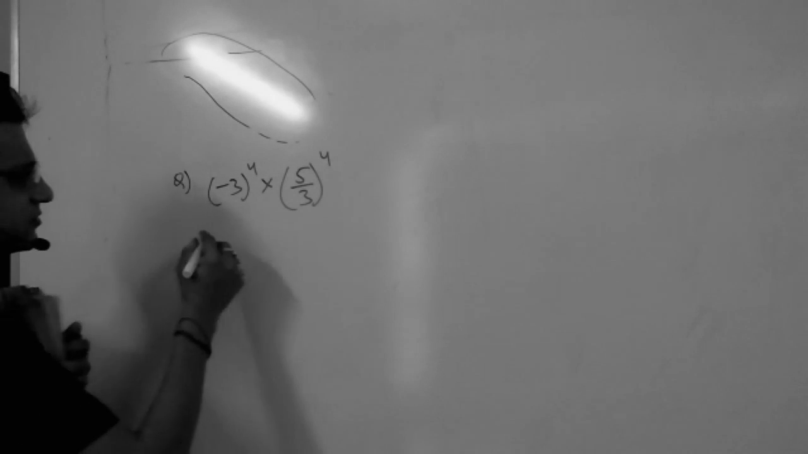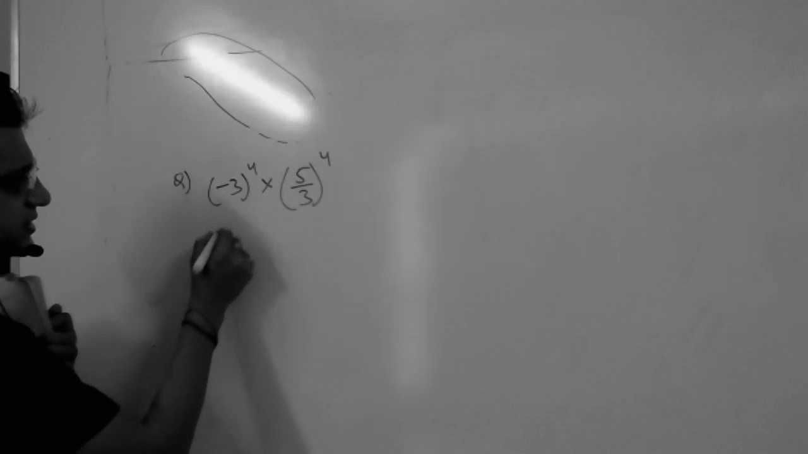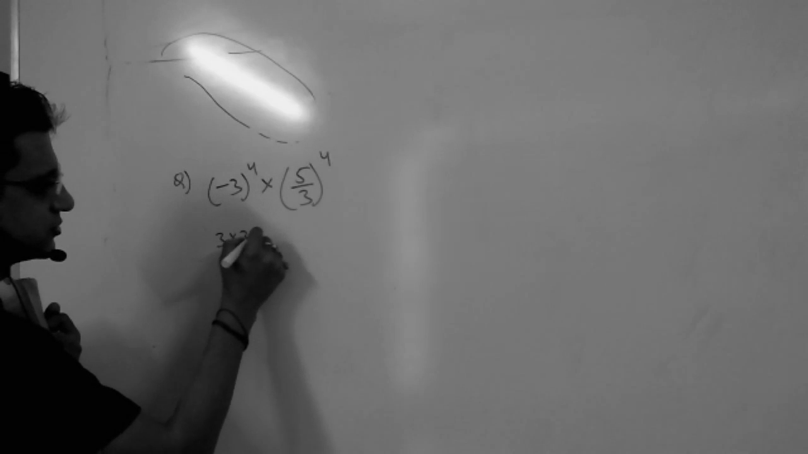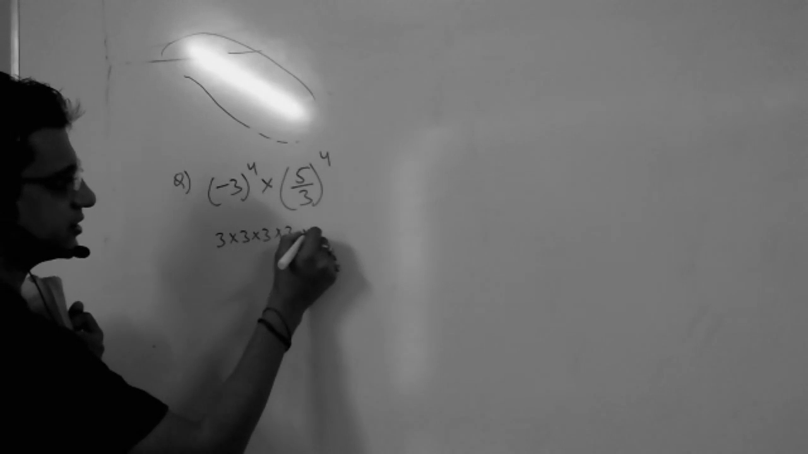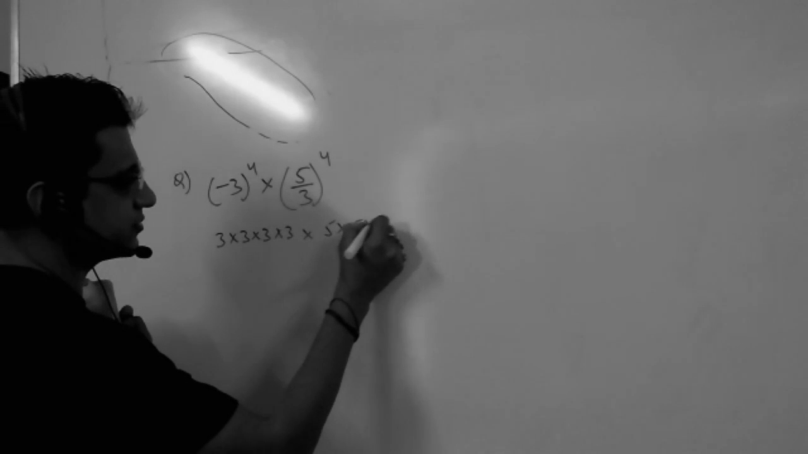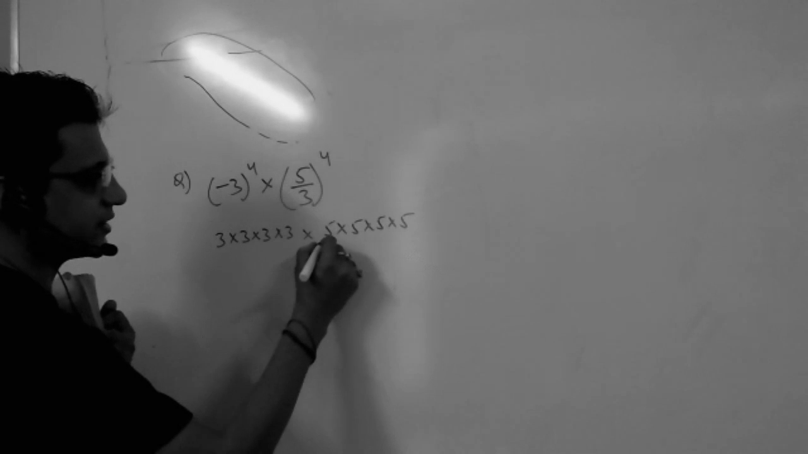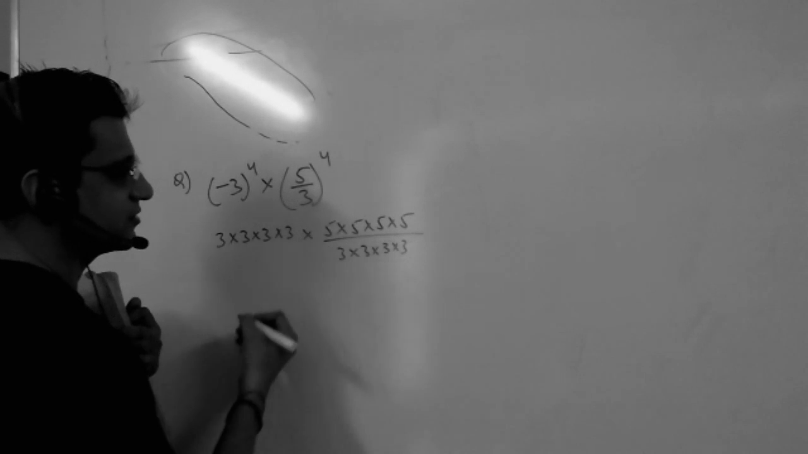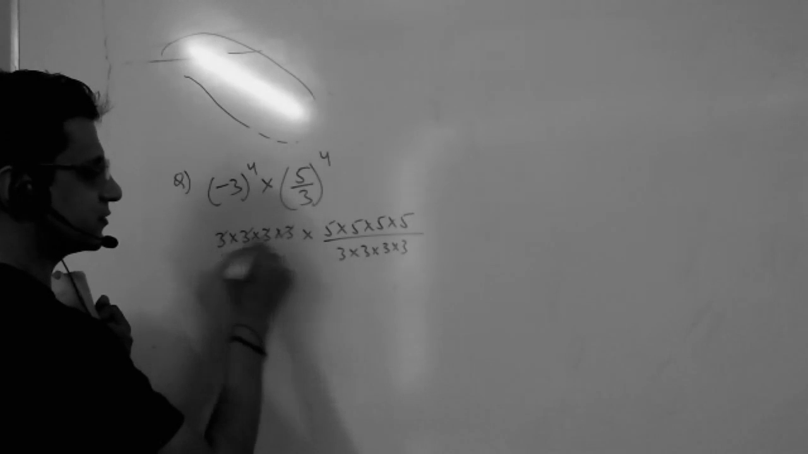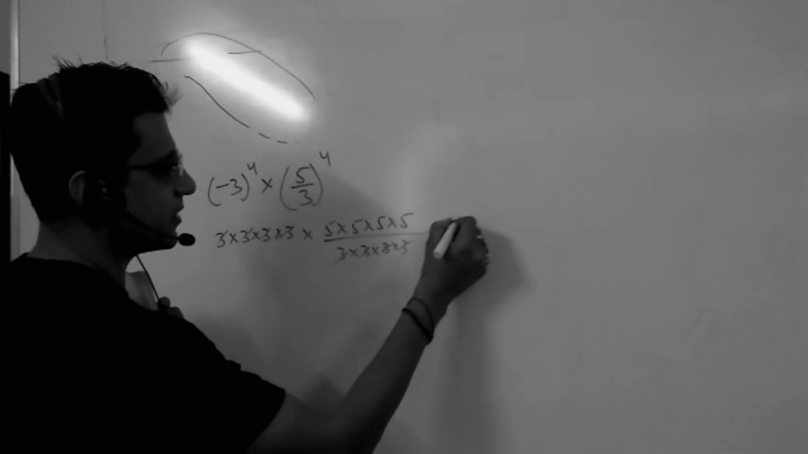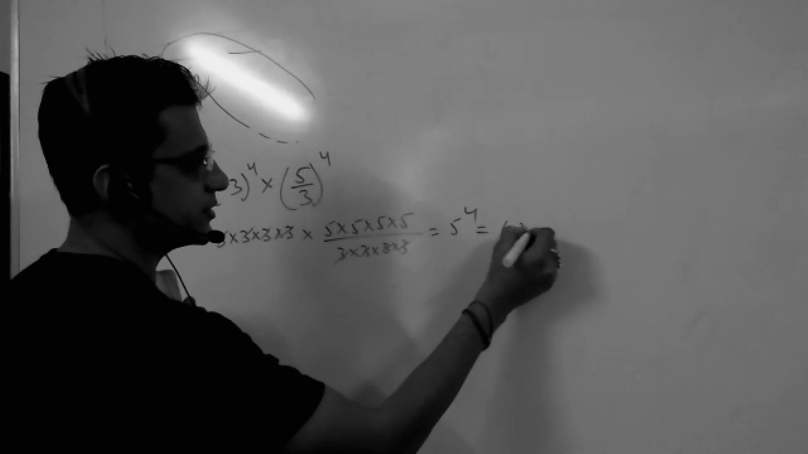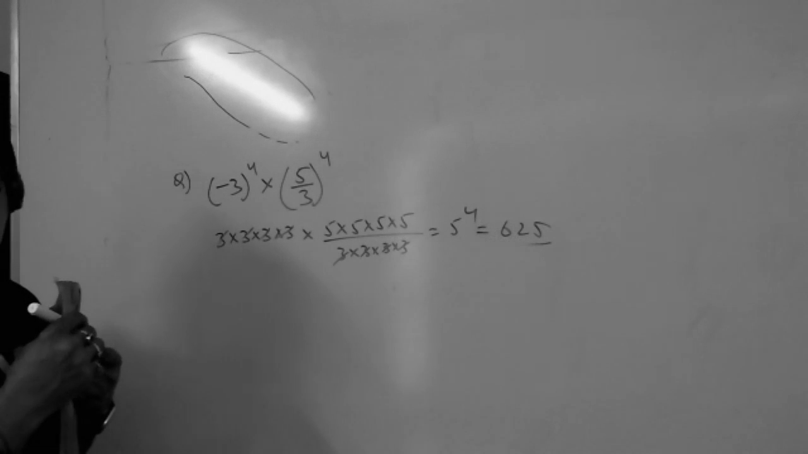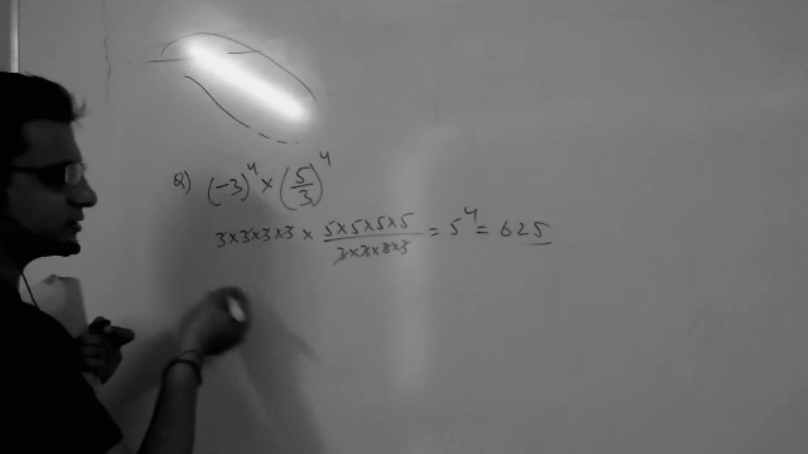So this will be positive. So 3 into 3 into 3 into 3, multiplied by 5 into 5 into 5 into 5, divided by 3 into 3 into 3 into 3. 5 to the power 4 is 625. Or instead of this, we can use the laws.